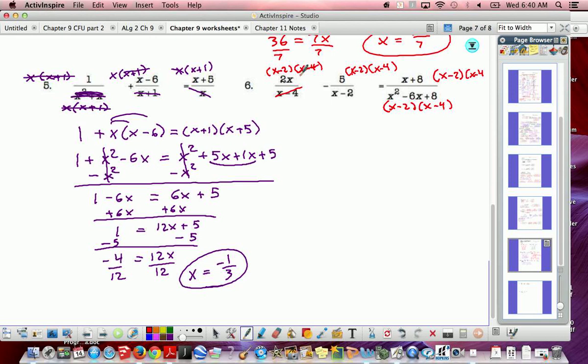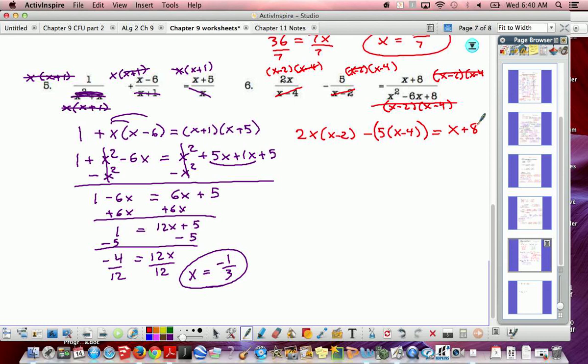So here the x minus 4's cross out, so I'm left with 2x times x minus 2 minus the quantity. The x minus 2's cross out, so I have 5 times x minus 4. Now I'm going to put this whole thing in parentheses because I'm subtracting all of that. Equals, cross out, just x plus 8.